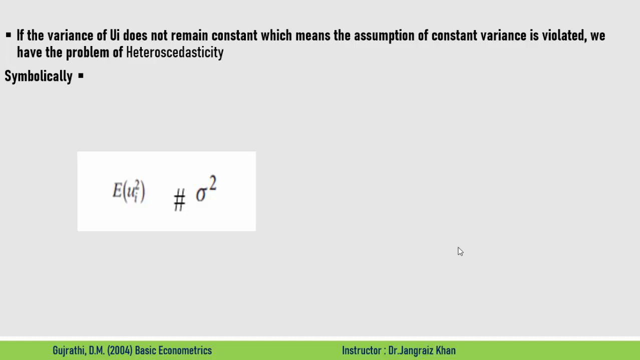If the variance of UI does not remain constant, it means that the assumption of constant variance is violated, and we have the problem of heteroskedasticity. Traditionally, assumption number 3 should be fulfilled, but if that assumption is violated, then we have the problem of heteroskedasticity. Symbolically, we see the variance of UI is not equal to sigma square. This means the variance of UI is not a constant number.